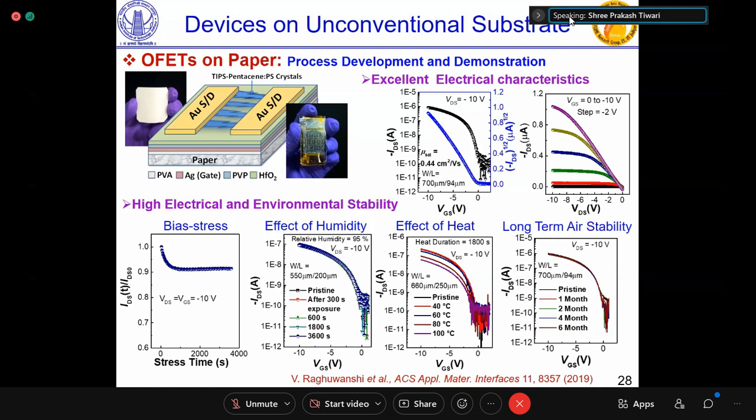And moreover, these devices could work in ambient without any change. So for 6 months, they were there in ambient. And actually, they showed long time air stability. Okay. So this is what we achieved from devices on unconventional substrate. This is efforts on paper.